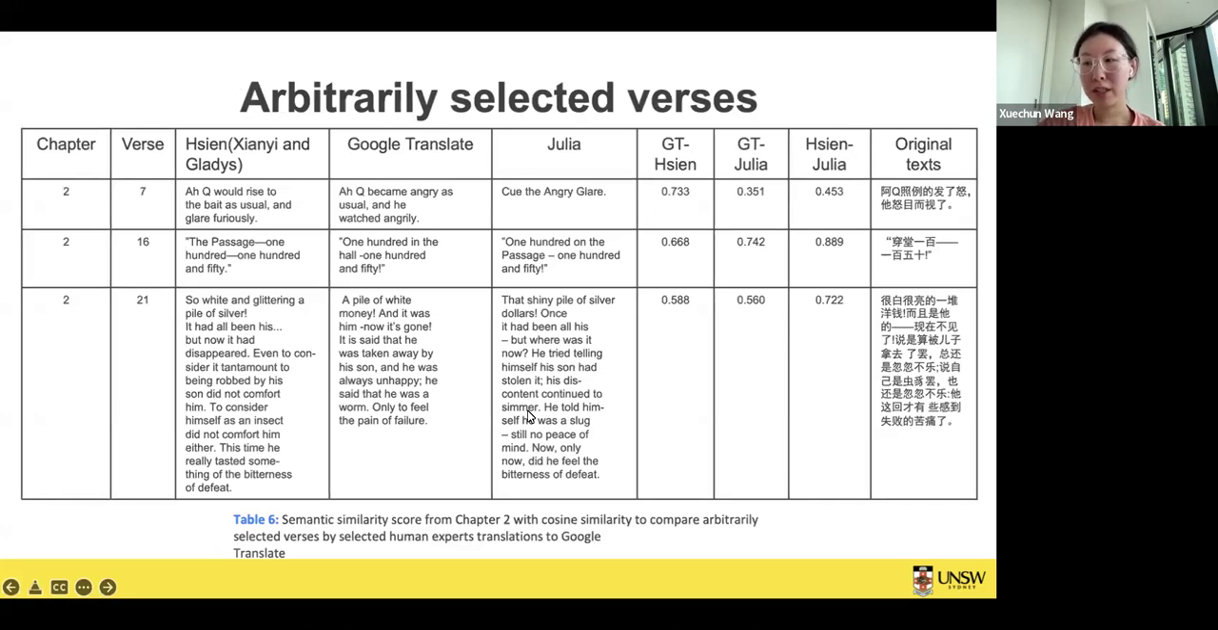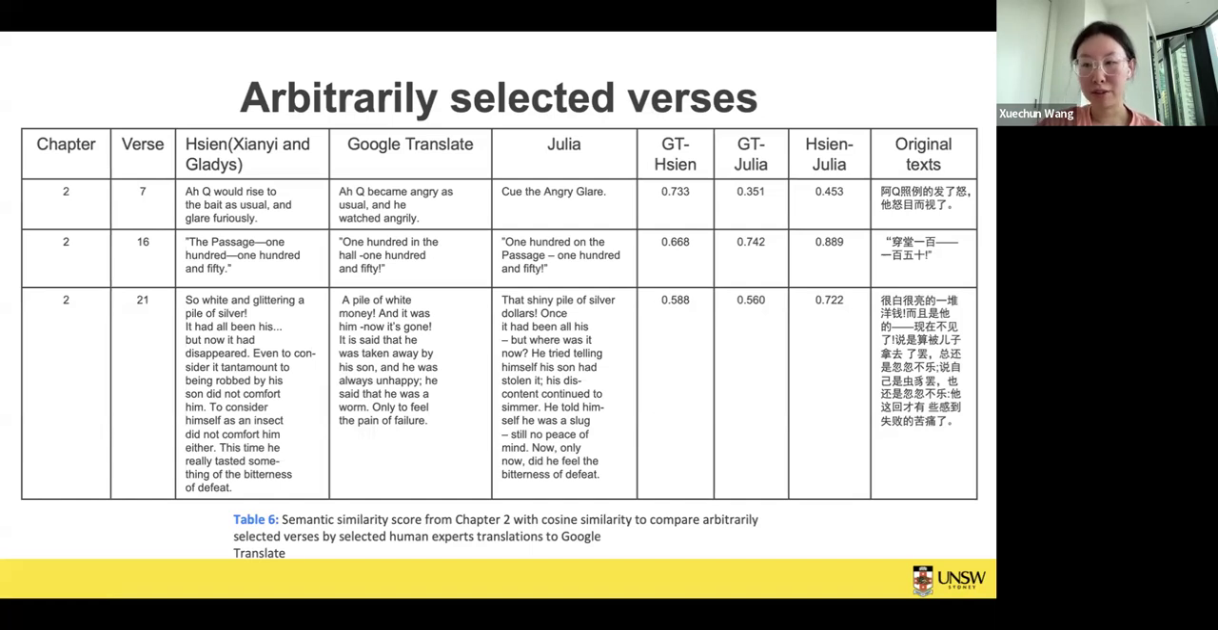Chapter 2 is one of the important chapters in our novel, since it describes the characteristics of RQ and is the beginning of the story. We arbitrarily select three verses to compare their similarity scores. In chapter 2, verse 7, as we can see, Google Translate versus Julia and Xianyi versus Julia have much lower similarity than Google Translate versus Xianyi. We can infer that Julia's translation of this verse exhibits significant semantic differences compared to the Google Translate version and Xianyi's version.